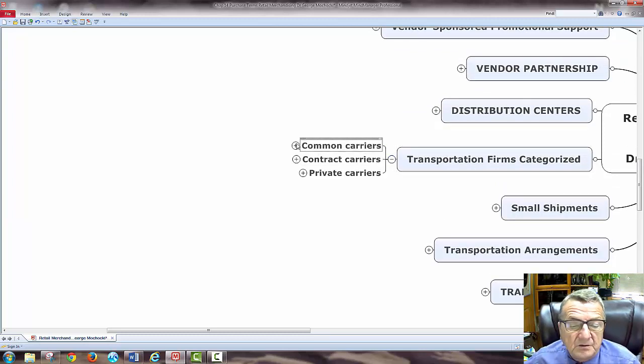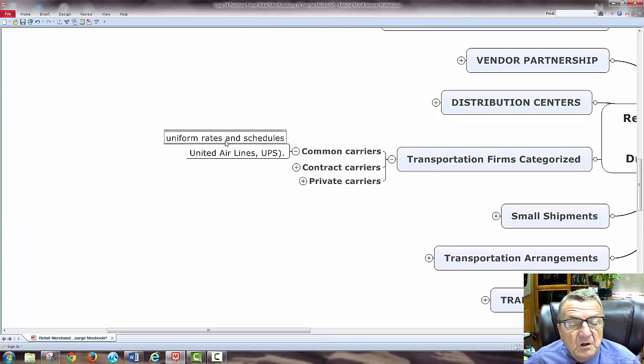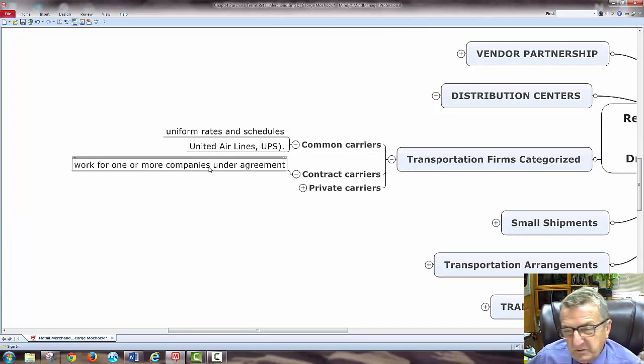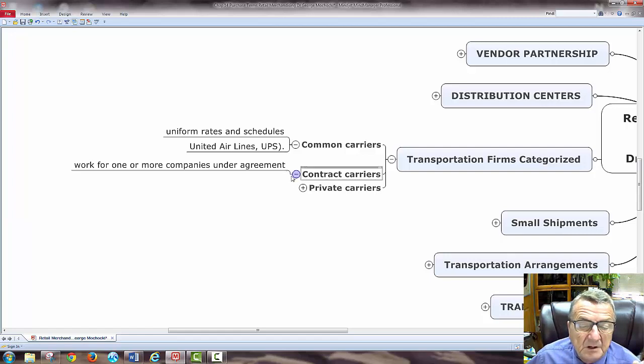Okay, transportation carriers, categorized. Common carriers have uniform rate schedules, like United Airlines, UPS. Contract carriers work for one or more companies under agreement. A lot of times, if I have furniture, they have a contract carrier because they already know they have a relationship. They'll pick it up for a flat fee, and I get it off the train or wherever it comes up there, and they pick it up.